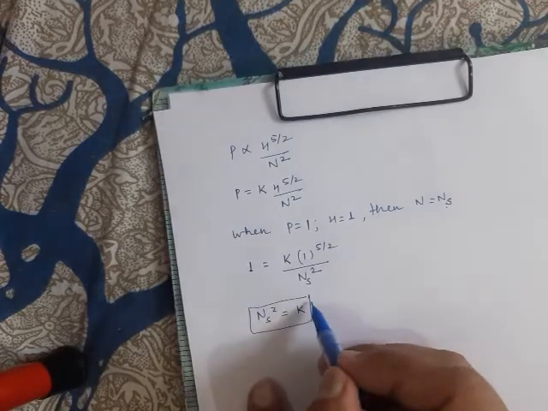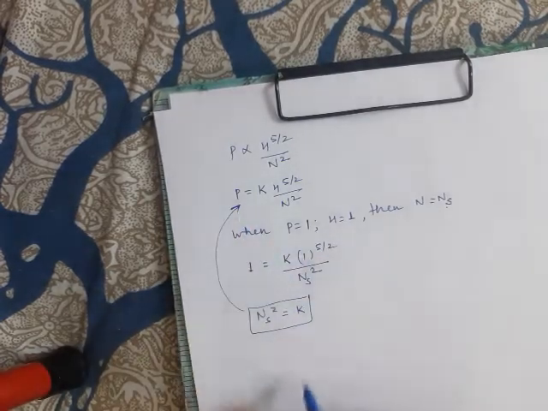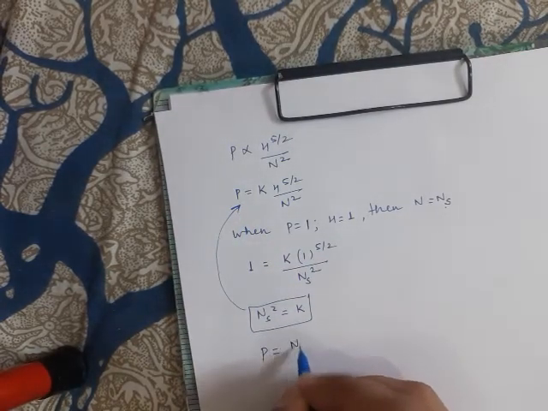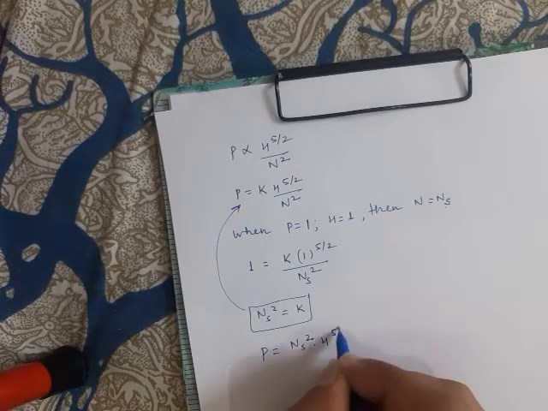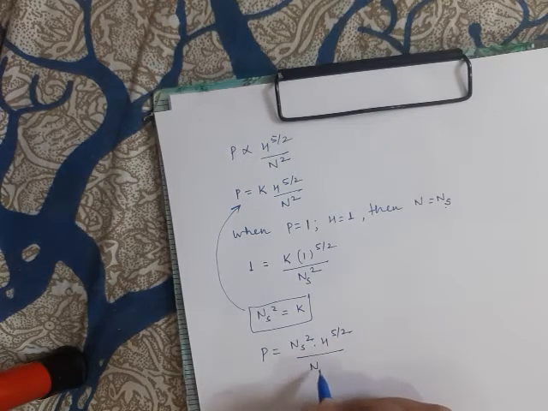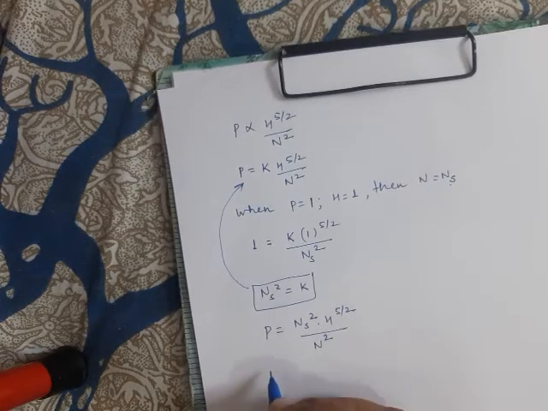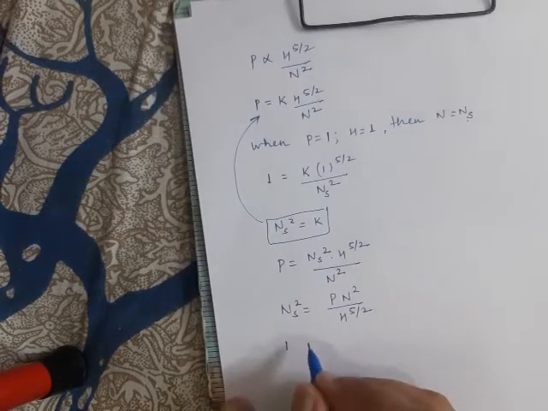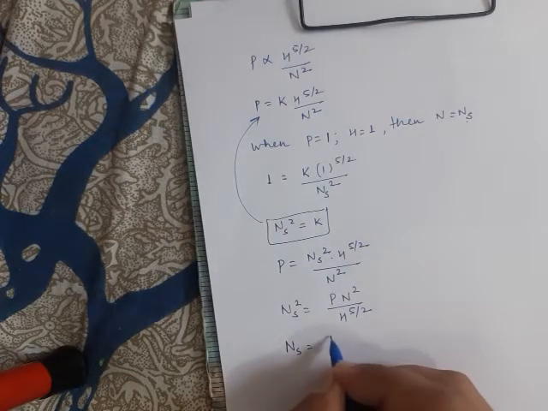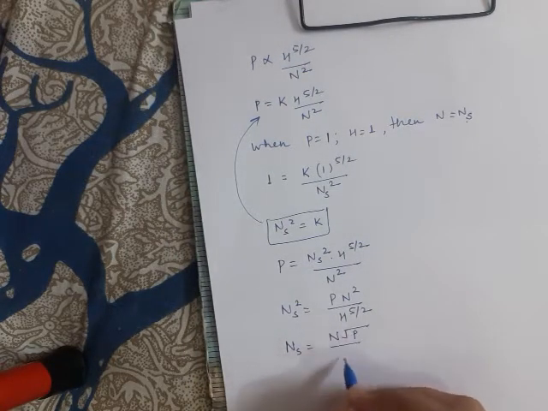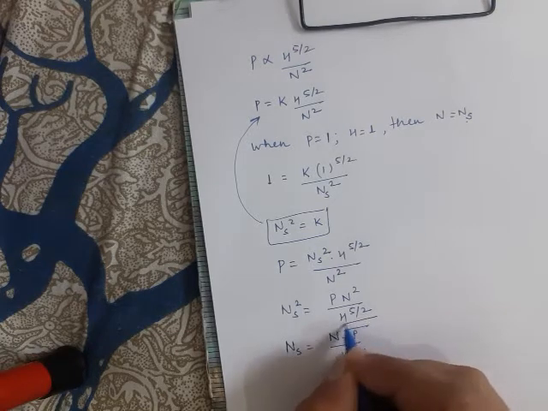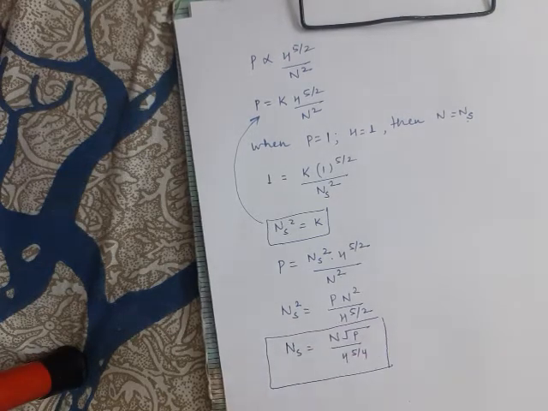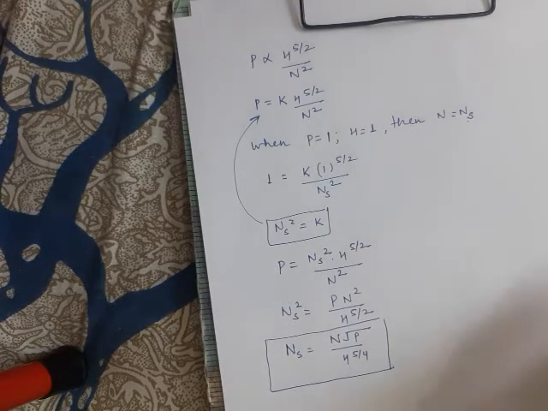Now put this value of K in this expression. We will have P equals Ns square H raised to power 5 by 2 divided by N square. From here, Ns square is P N square upon H raised to power 5 by 2, or Ns can be written as N root P over H raised to power 5 by 4. This is the simple expression for the specific speed.